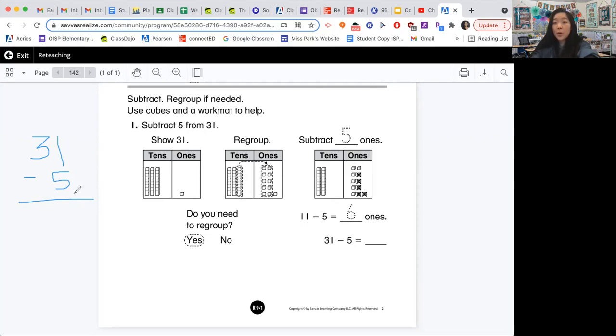Now, we know we need to subtract 1 and 5, but I'm not sure if I can do it. So I'm going to use my poems. First, I am going to circle the bigger number. Which is the bigger number, 1 or 5? Very good. 5 is the bigger number. So let's go ahead and circle that. Now, what is my poem?